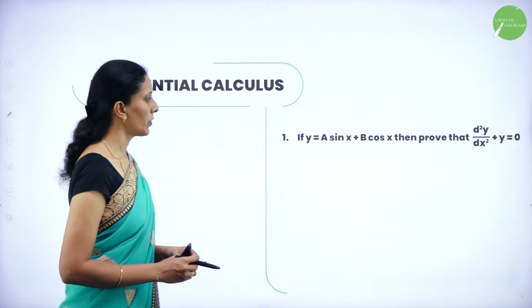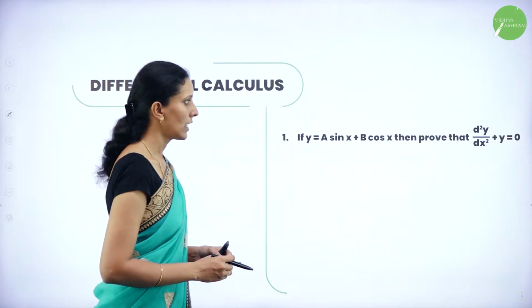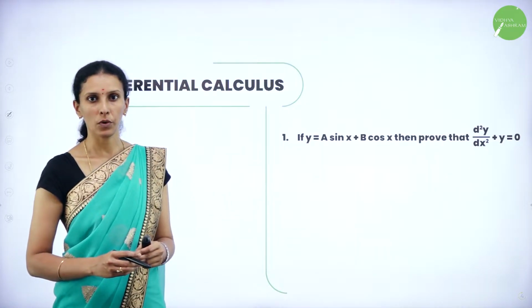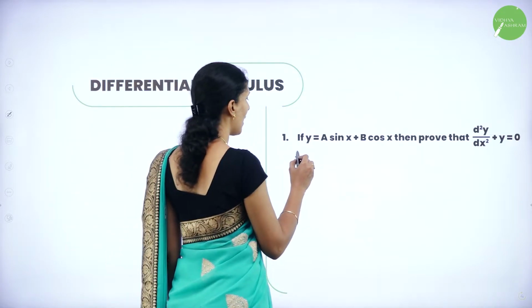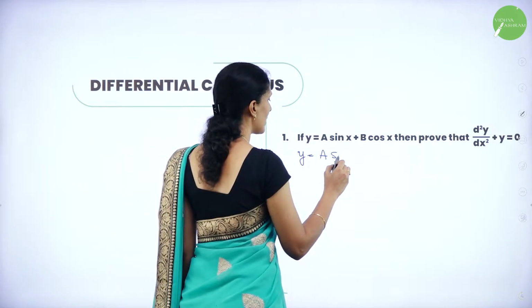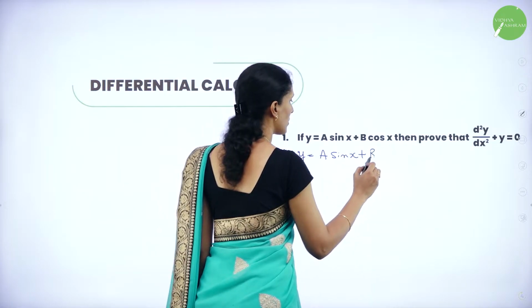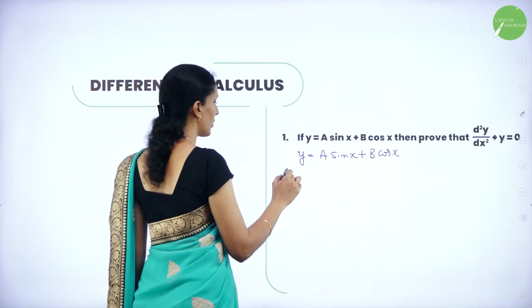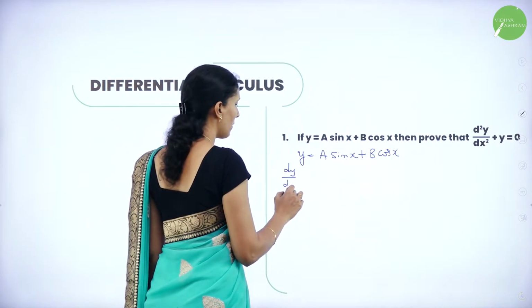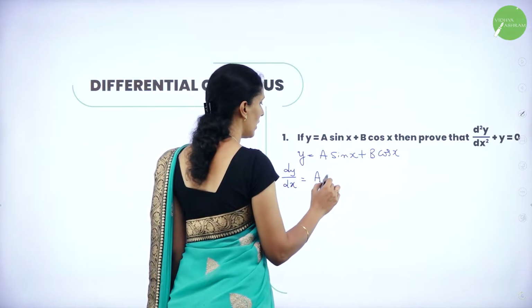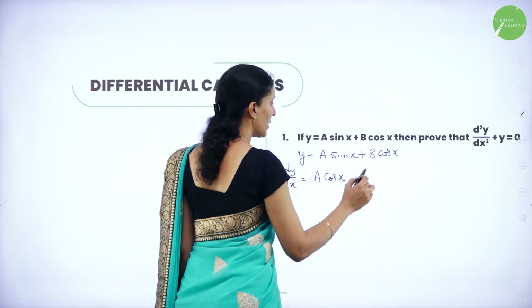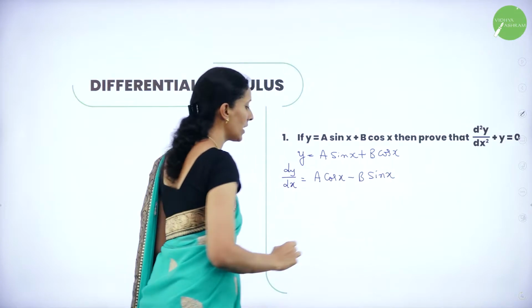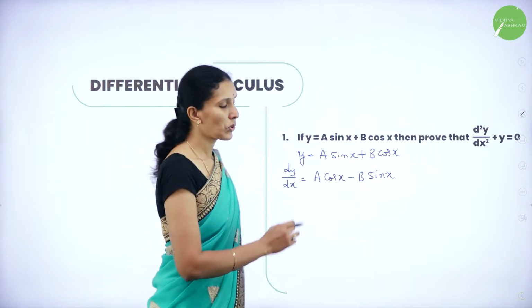If y is equal to a sin x plus b cos x, then prove that d square y by dx square plus y is equal to 0. So let's see now, we have y is equal to a sin x plus b cos x. Derive the given function with respect to x. Then dy by dx is, a is constant, derivative of sin is cos, b is constant, derivative of cos is minus sin. So we have dy by dx, but we need d square y by dx square.